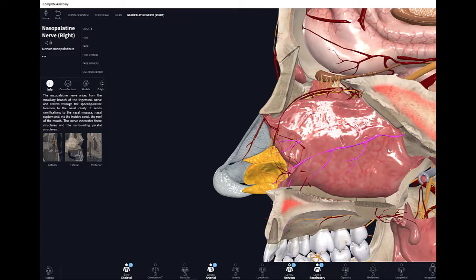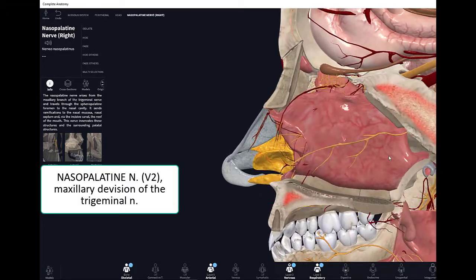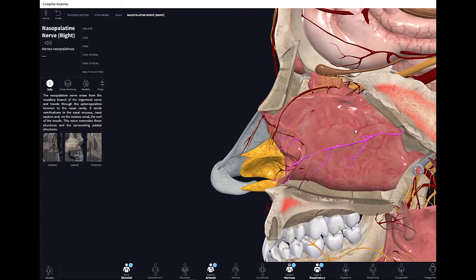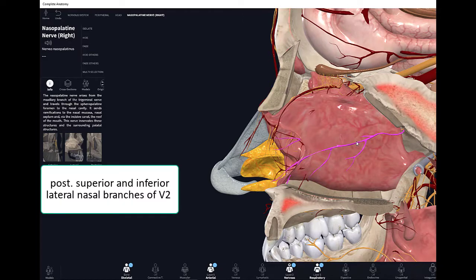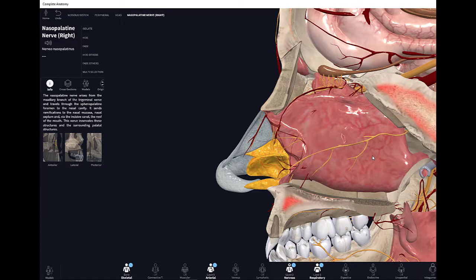And the nasopalatine nerve is going to be a branch of the maxillary division of the trigeminal nerve, so a branch of V2. In addition to that, there are some more smaller branches that may not be shown here. These would also be branches of V2. They're called posterior superior and posterior inferior lateral nasal branches of V2.